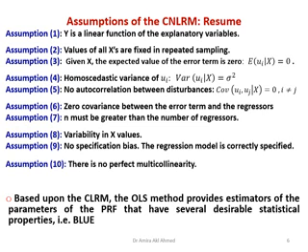As mentioned in previous chapters and previous lectures, based upon these assumptions, the ordinary least squares method provides the estimators of the parameters of the population regression function that have some desirable statistical properties. That is, these estimators are best linear unbiased estimators.